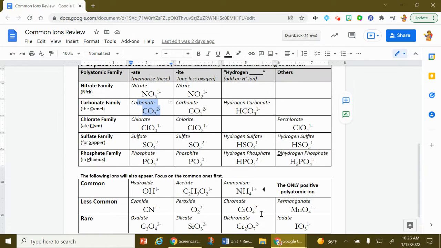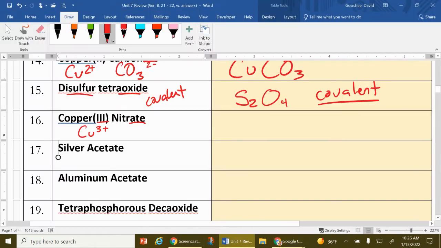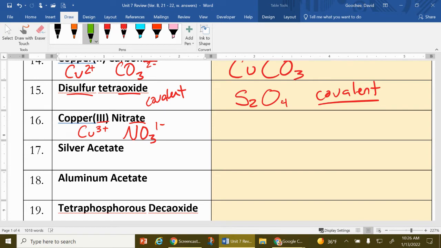Nitrate. NO3 with a 1 minus charge. All right, so NO3 with a 1 minus charge. So we're going to crisscross. The 3 plus is the copper charge, so we're going to end up with 3 nitrates. And nitrate has a 1 minus charge, so we're going to end up with 1 copper.